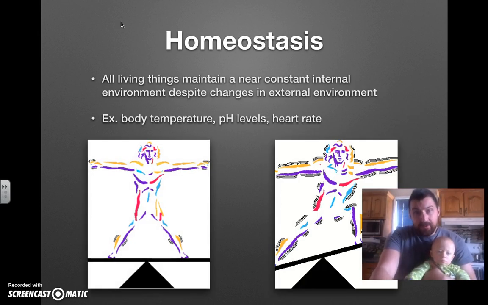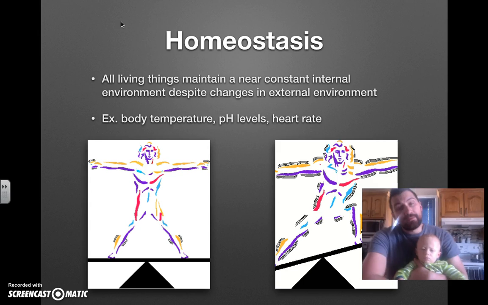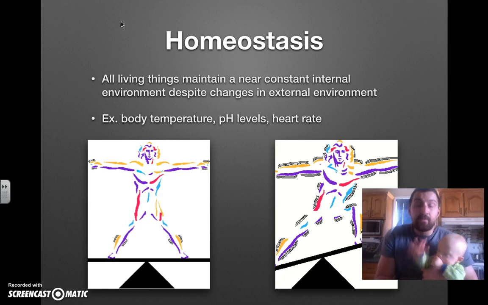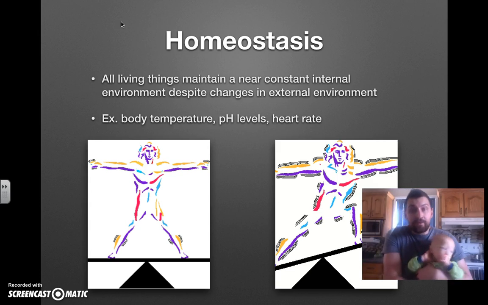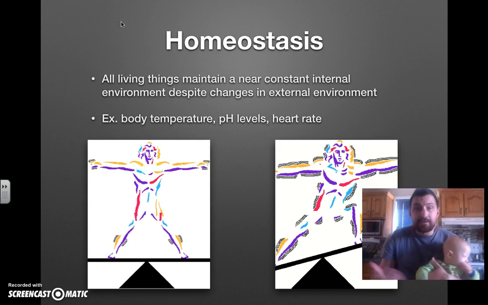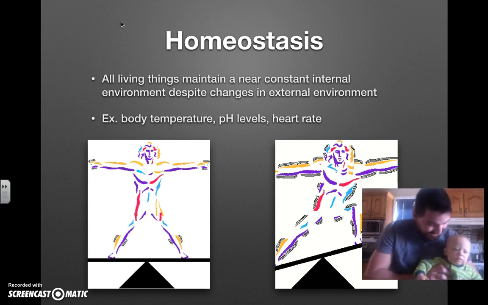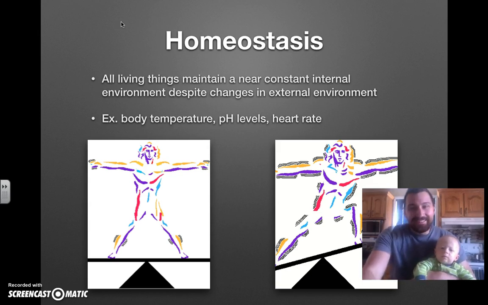Okay, the last one we're going to talk about is homeostasis, and all living things maintain a near constant internal, so inside, environment, despite changes in the external environment. A great example of this is the changing of the seasons. When our seasons change outside, going from winter to spring to summer to fall, our internal body temperature really doesn't fluctuate or change that much. Neither do our pH levels or our heart rate. So we have the ability to adapt, and our human body has the ability to keep that regulated when things around us are changing.